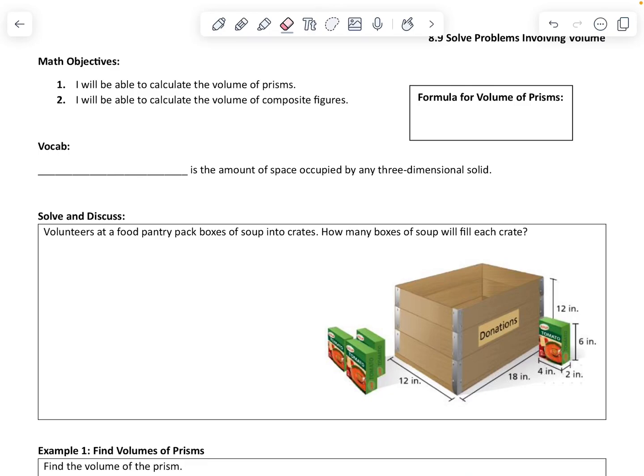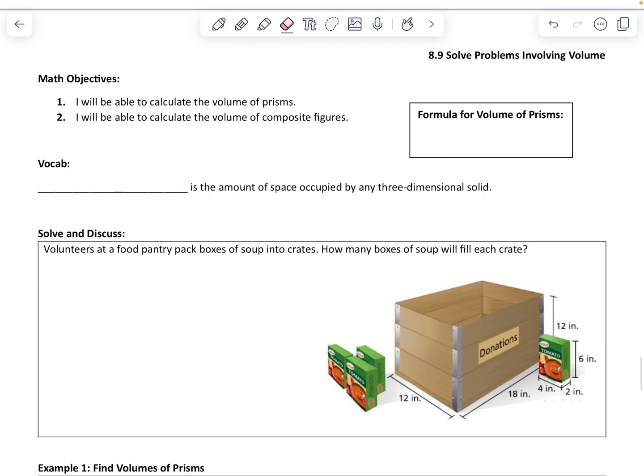Hello! We are on 8.9, which is solving problems involving volume.